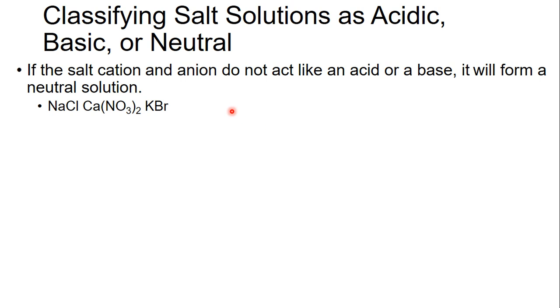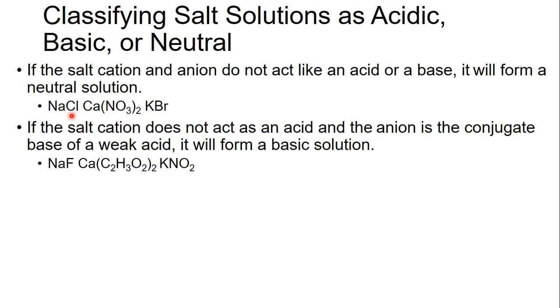So let's say you have a salt solution. How do you know if your solution is going to be acidic, basic, or neutral? Well, if your salt, the cation and anion, do not act like an acid or a base, that's going to be neutral. So sodium chloride: sodium's the cation of a strong base, chloride's the anion of a strong acid. So these are going to be neutral. So that will make a neutral solution.